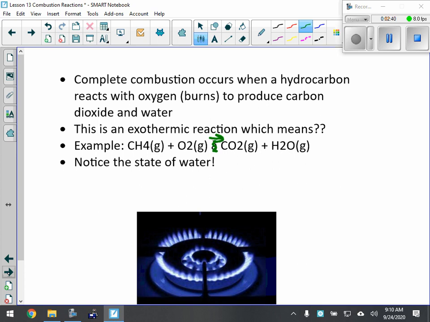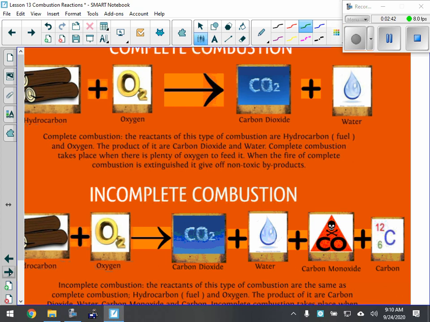All right, so I guess we're going to jump right into equations here, yes? Just so you know, complete combustion, the reactants, you don't have to copy this, but the complete combustion reactants to this type of combustion, hydrocarbon and oxygen, the product of it is carbon dioxide and water.